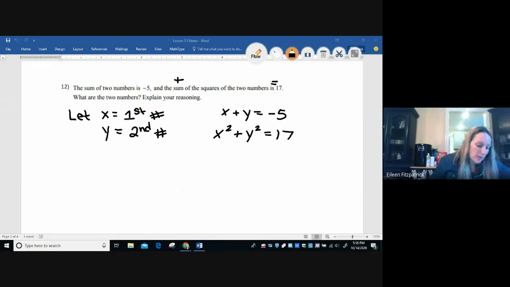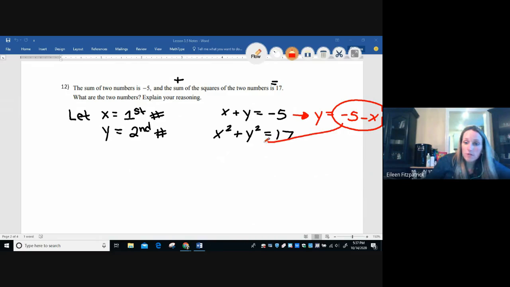Explain your reasoning. All right, so you could try to solve by elimination, but this one really, I would suggest doing substitution, isolate a variable. So you can get this x by itself or this y by itself. Okay, I'm going to get the y by itself by moving the x to the other side, subtracting it. So I have y equals negative 5 minus x. Now I'm going to substitute that value in for the y of the other equation. So the other equation becomes x squared plus negative 5 minus x squared equals 17.